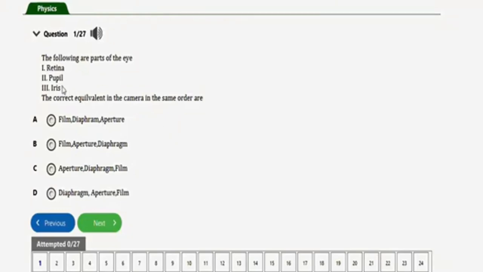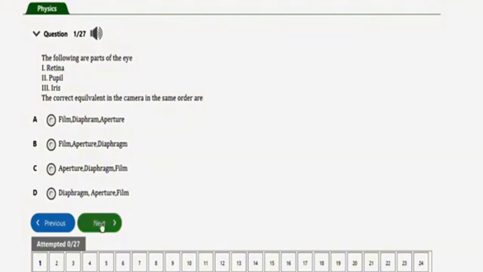We have retina, pupil, iris. The correct equivalent in the camera in the same order are, so we have film, diaphragm, aperture. No. We have film, aperture, diaphragm. Yes, this is correct. So the correct option in the same order is option B. Film is equivalent to retina. In the camera, aperture is equivalent to pupil. Diaphragm is equivalent to iris in the camera.